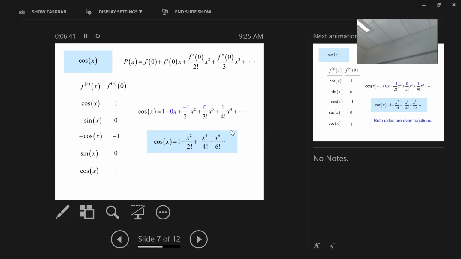And what do you notice of the cosine? This is 1 times x to the 0 over 0 factorial. 0 is an even number. The graph of the cosine is an even function, meaning it's symmetrical about a reflection over the y-axis. And the expansion's an even power series. The sine is an odd function. It's symmetrical about a rotation of 180 degrees. And you use odd exponents in the expansion of the sine.